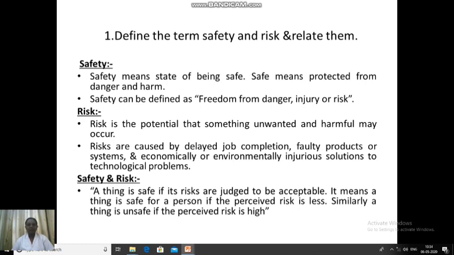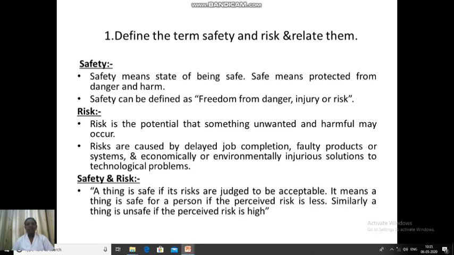Safety means state of being safe. Safe means protected from danger and harm. Safety can be defined as freedom from danger, injury or risk. Risk is the potential that something unwanted and harmful may occur. Risks are caused by delayed job completion, faulty products or systems, and economically or environmentally injurious solutions to technological problems.